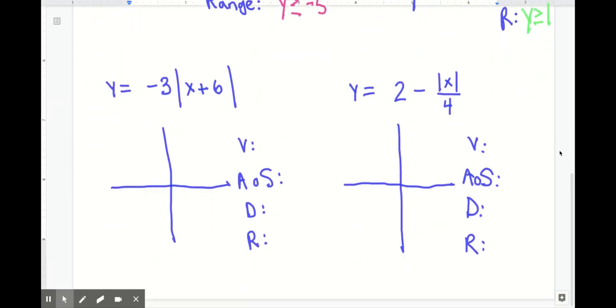Why don't you see if you can try this third one for yourself right here? You can pause the video if you like, but I'm going to talk about it momentarily. So pause it if you want to try it for yourself.